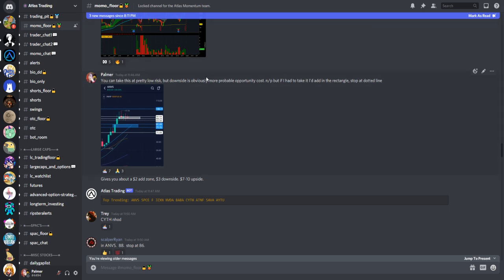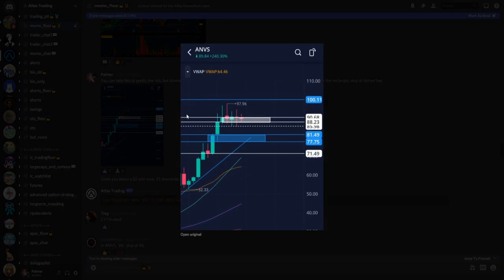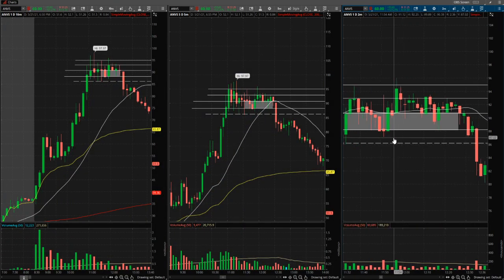So I said that the probable opportunity cost is that it comes down. That's likely. No position, but if I had to, I'd add in the rectangle, stop at the dotted line. Gives you about a $2 add zone, $3 downside, $7 to $10 upside. And that was right here. And you could have gotten beautiful, beautiful adds with no risk. You were never, ever stopped out.